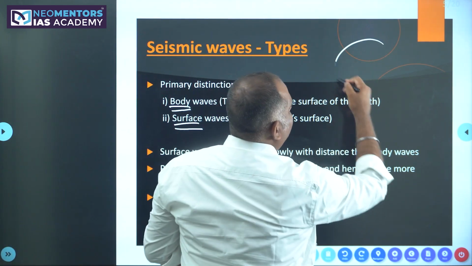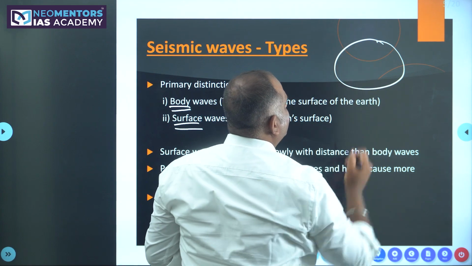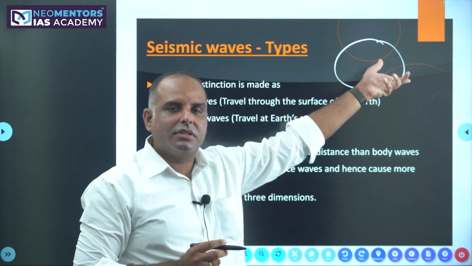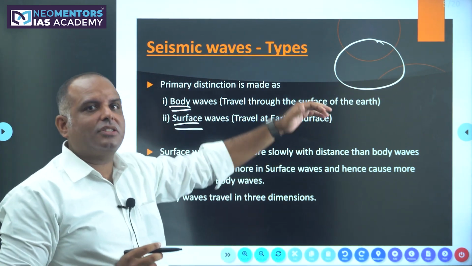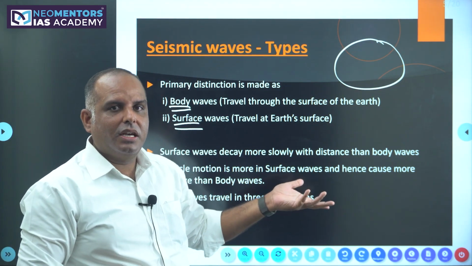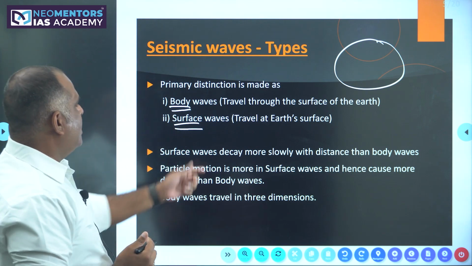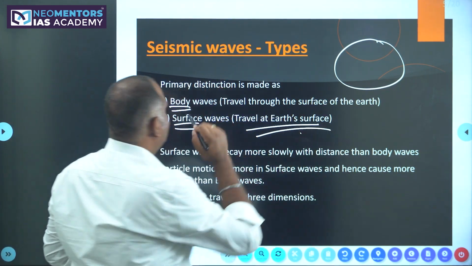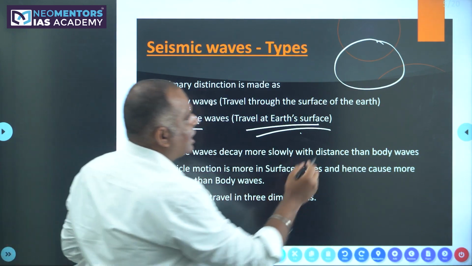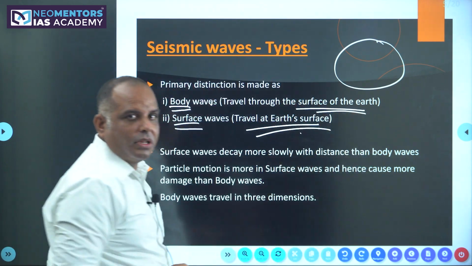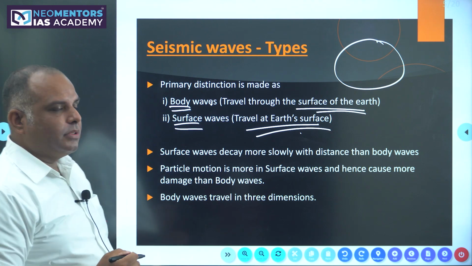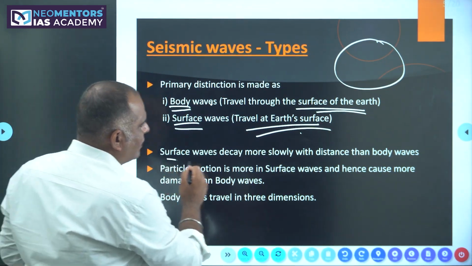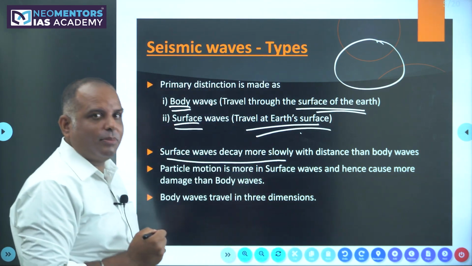If I say this is earth, right? The waves that travel inside the earth's body are body waves. The waves that travel on the surface of the earth are surface waves. Simple. Okay? Surface waves travel at the earth's surface. Body waves travel through the interior of the earth. Okay? Now, which waves decay more slowly? Surface waves decay more slowly than body waves.